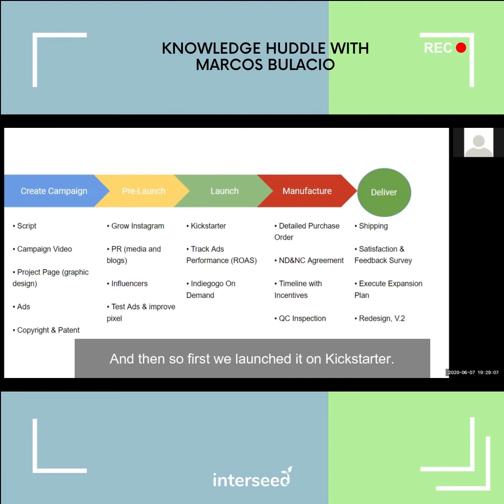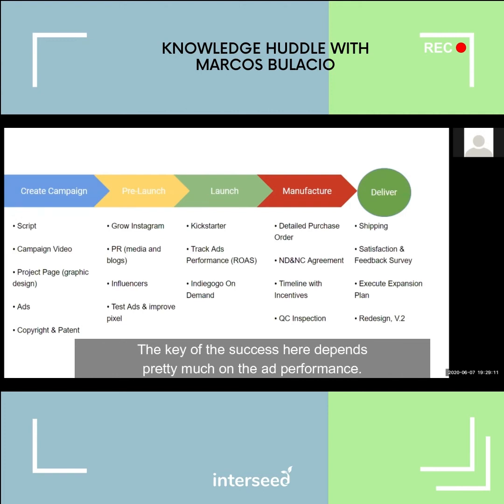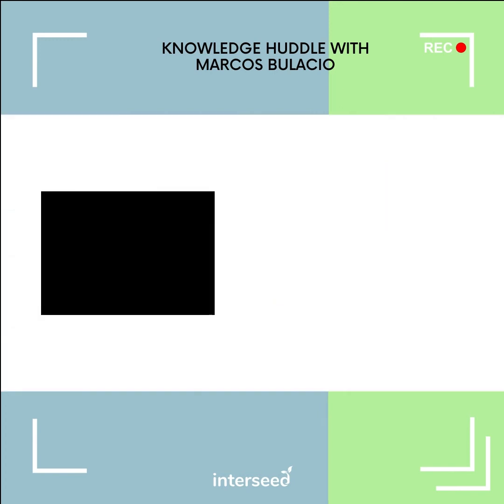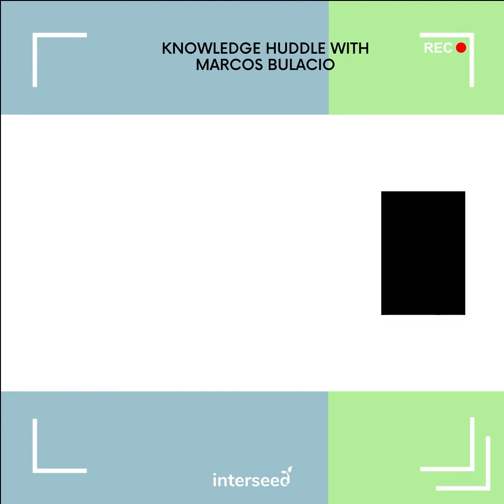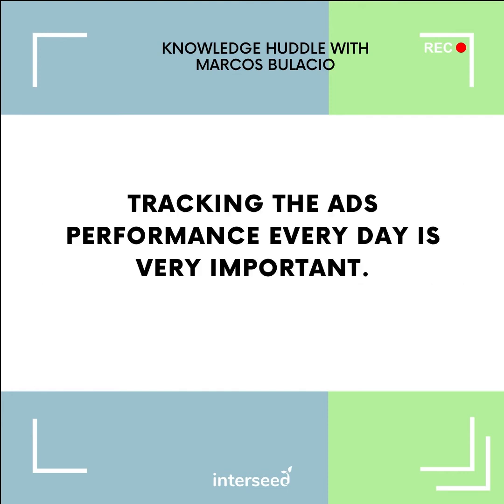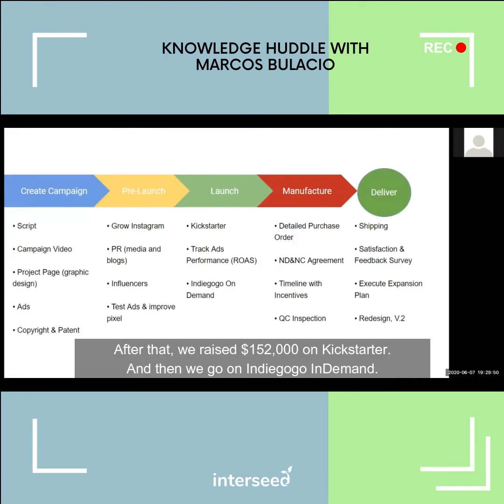And then, so first we launched it on Kickstarter. The key of the success here depends pretty much on the ads performance. 90% of the money we raised came directly from Facebook, Instagram, and YouTube ads. Tracking the ads performance every day is very important. And after that, so we raised $152,000 on Kickstarter, and then we launched on Indiegogo on Demand.